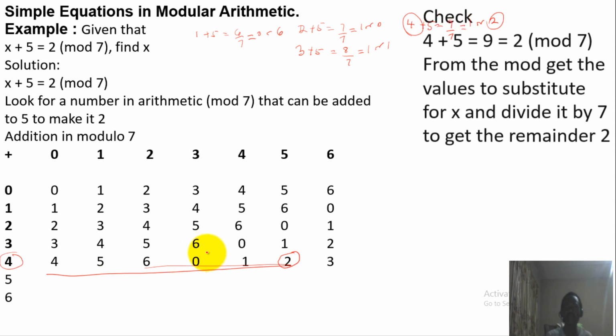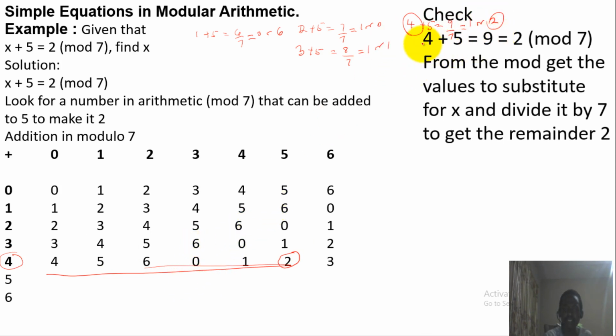Or basically, you can say 4 plus 5 will give you 9. When you divide 9 by 7, it should return 2. Now from the mod, get the value to substitute for s and divide by 7 to get remainder 2, which is what I've done. I'm just looking at this table. See here, 4 plus 5 will return 2. Therefore, I have 4.